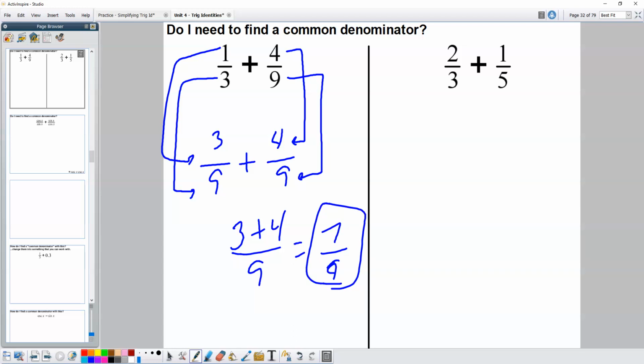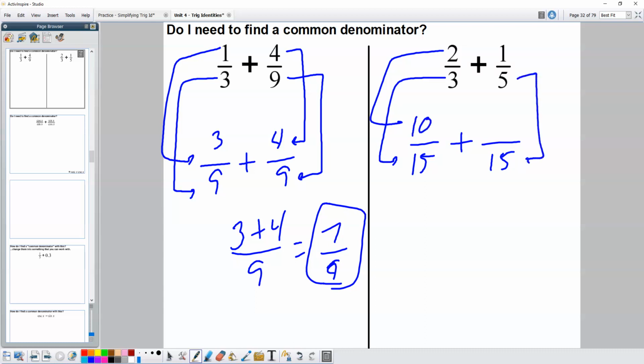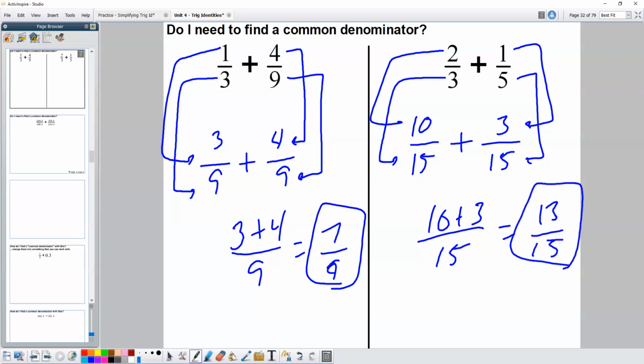Over here, my common denominator isn't one of the previous denominators. My common denominator is 15, so you have to multiply both of these. I multiplied by 5 to get there, so up top I need to multiply by 5. That would be 10. Here I multiplied by 3, so up here I have to multiply by 3. That would be 10 plus 3 over 15, which is 13 over 15.